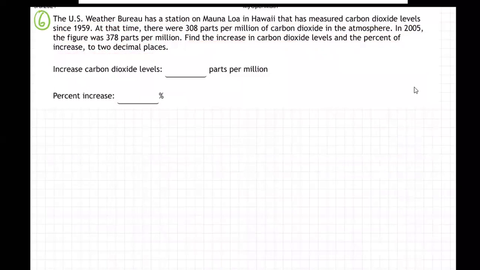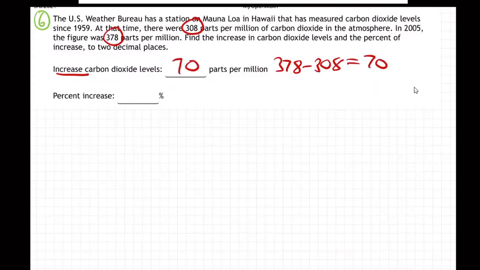Okay. So first off, what's the increase? Well, it went from 308 to 378. So just subtract that, right? At least those are my numbers. It's like 70. So it went up by 70 parts per million.